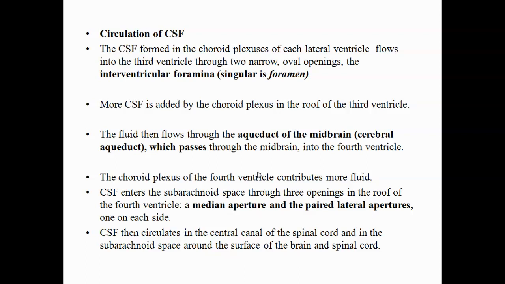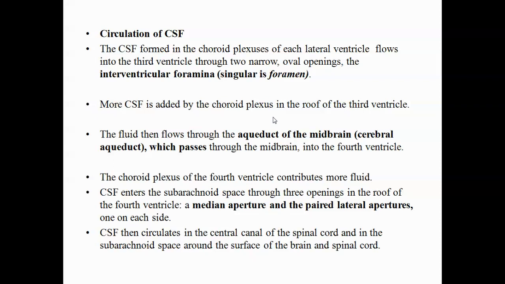CSF is formed by the ependymal cells of the choroid plexus. The choroid plexus is a network of micro blood capillaries, which is capable of forming the CSF by the filtration of the blood passing through it, and also by some secretions. So this cerebrospinal fluid is formed in all the ventricles.